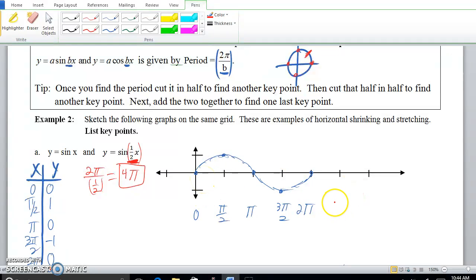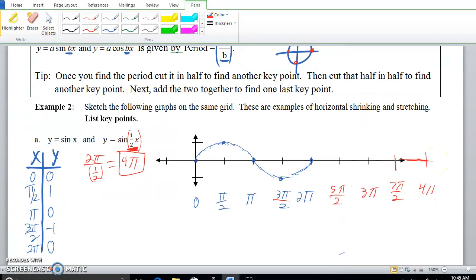So we need to extend this table out. I do want to keep going by the same increments of 1/2 a pi each time. So this should take us to 5 pi over 2, and that'll take us to 3 pi. All right, and then this next one would give us 7 pi over 2, and then this last one should take us all the way to 4 pi. So it's going to take twice as long to complete our cycle on this one.